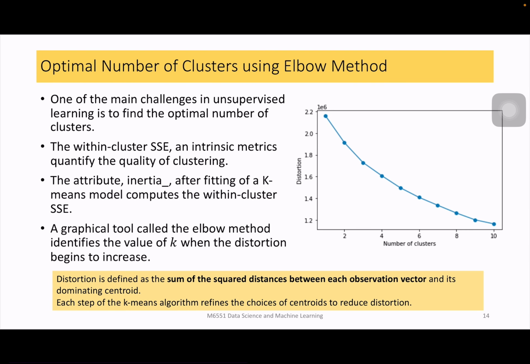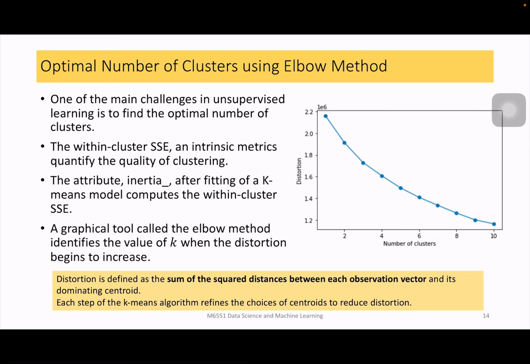The optimal number of clusters is found using the elbow method. One of the main challenges in unsupervised learning is to find the optimal number of clusters. Within-cluster SSE is the sum of squares between each observed vector and its dominating centroid. So the within-cluster sum of squared errors is an intrinsic metric that quantifies the quality of the clustering. The attribute inertia_ after fitting the k-means model computes the within-cluster SSE.